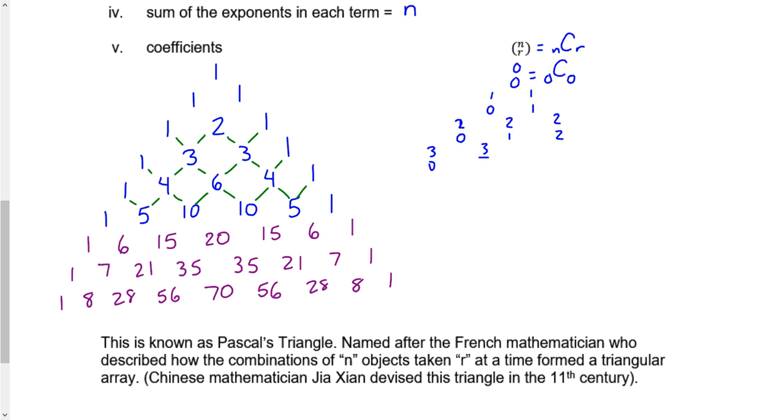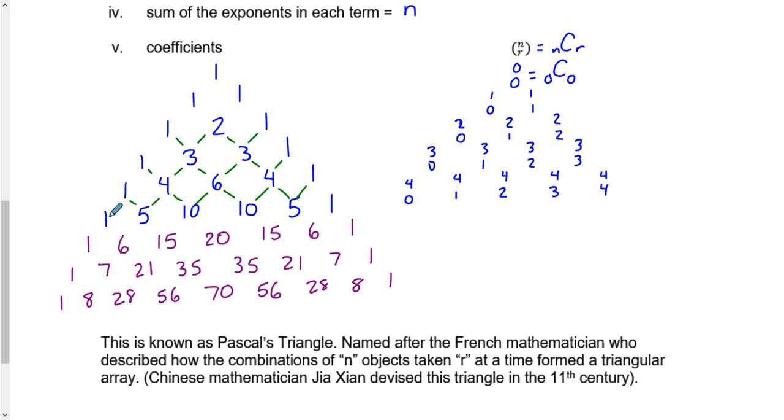Oh, that's the first time I've written it this way. Last lesson, you don't have to write it as a fraction. This is the better way to write it, more condensed. This one is 3C0, 3C1, 3C2, 3C3. By the time we get to our 4th row, we have 4C0, 4C1, 4C2, 4C3, and 4C4.